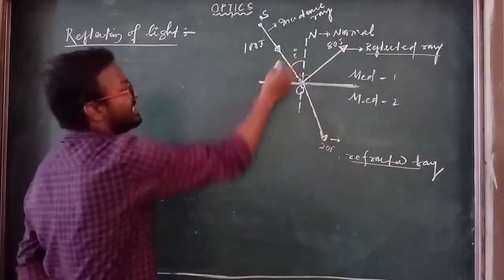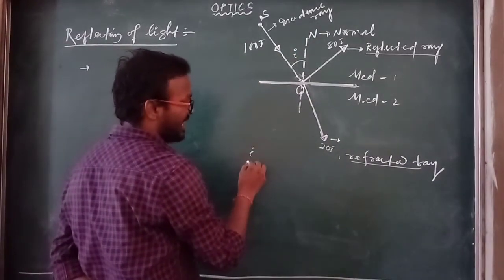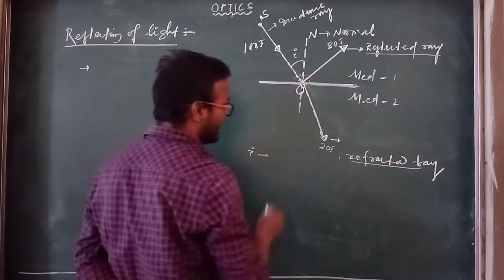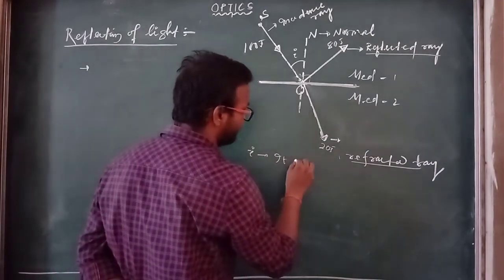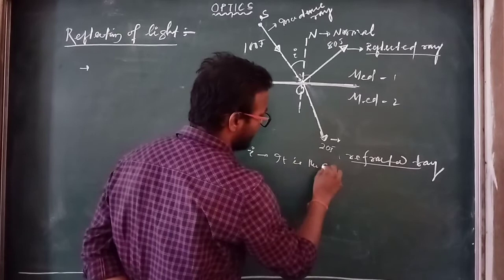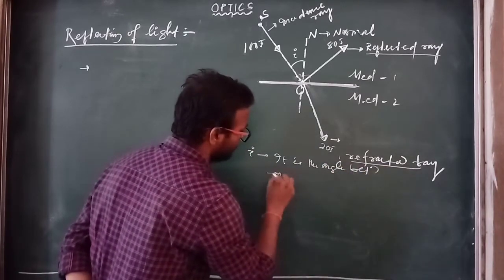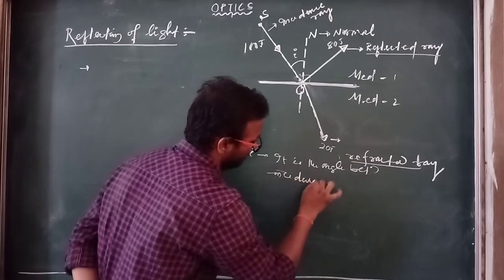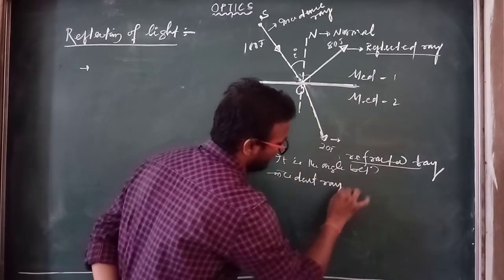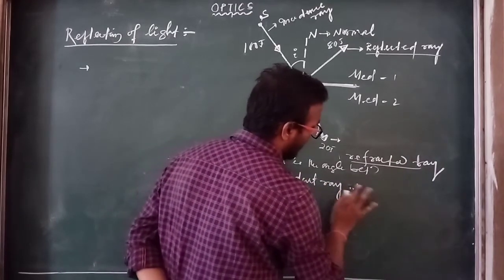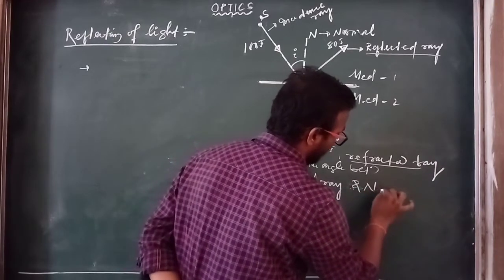And what is the angle of incidence? Here the angle of incidence is i, and it is the angle between the incident ray and the normal.